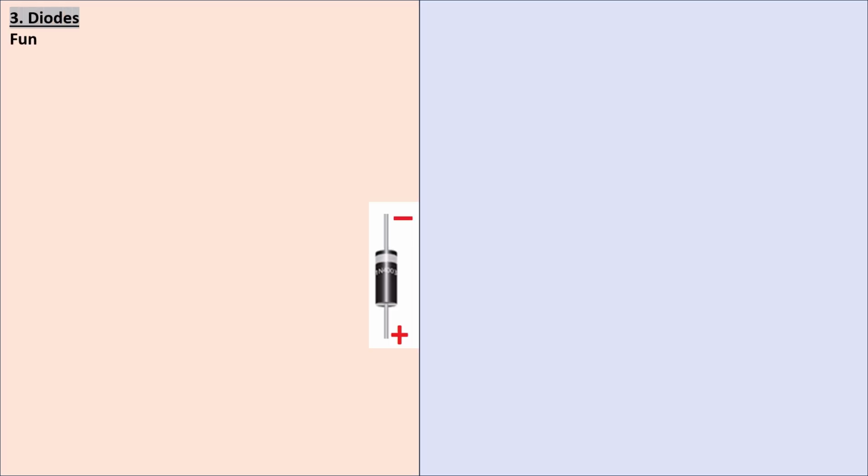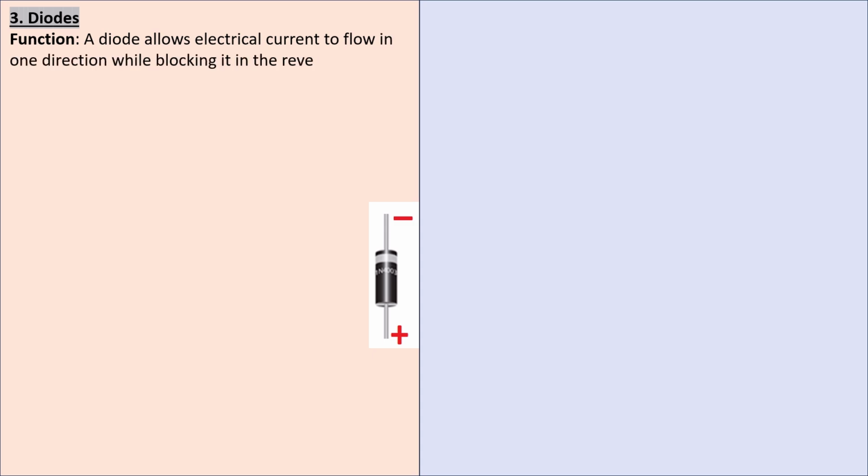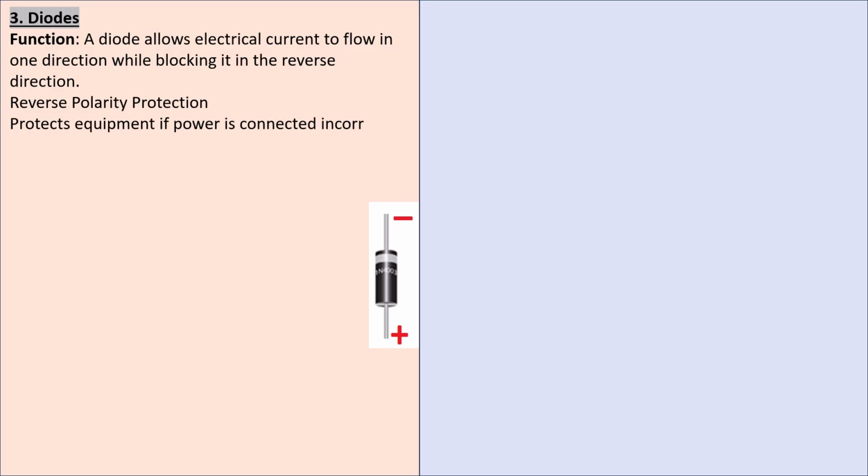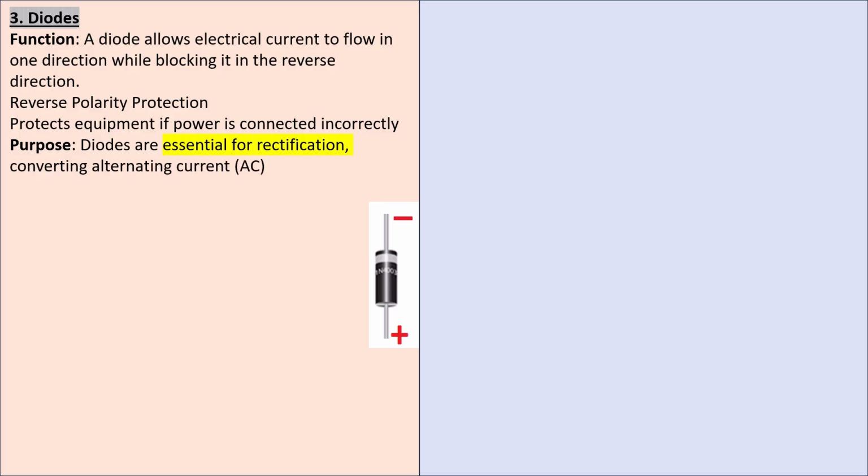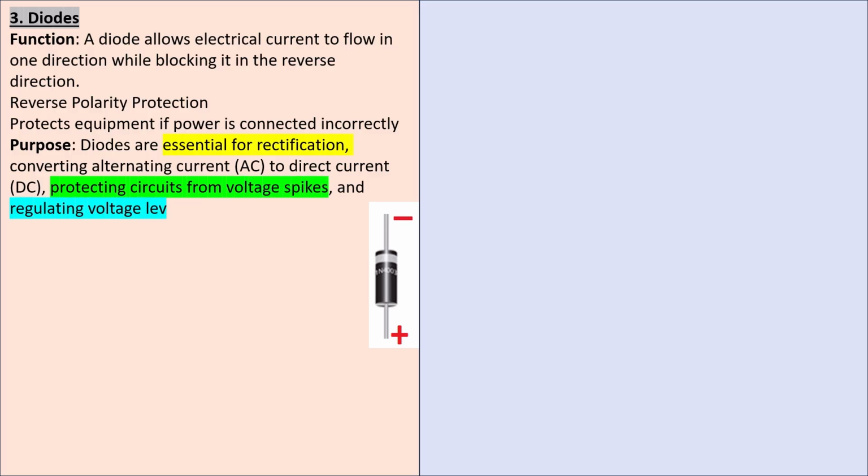Diodes. The function: a diode allows electrical current to flow in one direction while blocking it in the reverse direction. Also reverse polarity protection. It also protects equipment if power is connected incorrectly. The purpose: diodes are essential for rectification, converting alternating current AC into direct current DC, protecting circuits from voltage spikes and regulating voltage levels. There you can see the diode and its polarities.